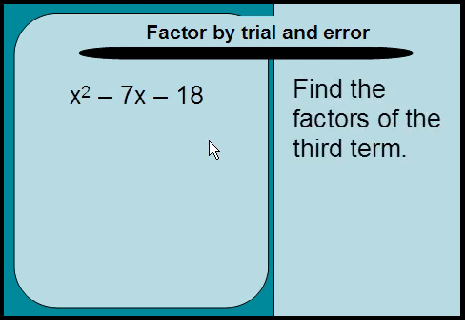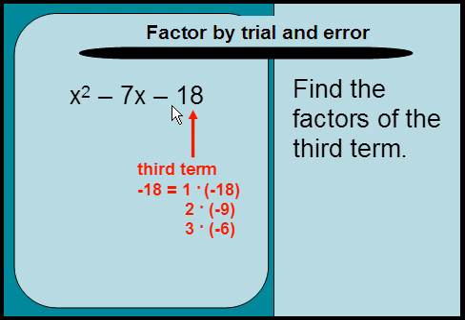And our first step is to factor the third term. Since the third term is negative, we know that we multiply a positive times a negative or a negative times a positive. The factors of negative 18 are 1 times negative 18, 2 times negative 9, or 3 times negative 6. Notice that the middle term is negative.